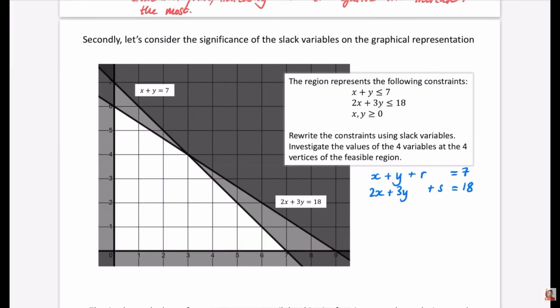Now, the easiest of these vertices to investigate is the first one that we know is a definite solution. And this one here, we know that x is equal to 0, and we know that y is equal to 0, because that point lies on the line x equals 0, and the line y equals 0. It's obviously the starting point that we've got.